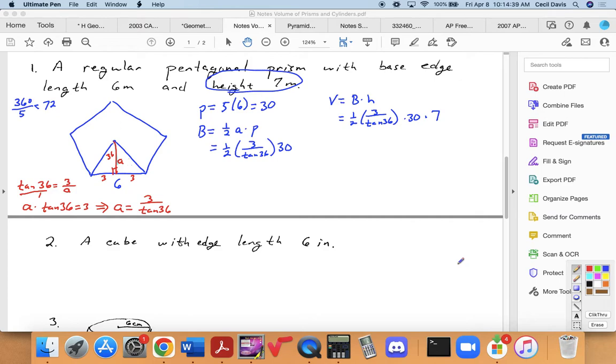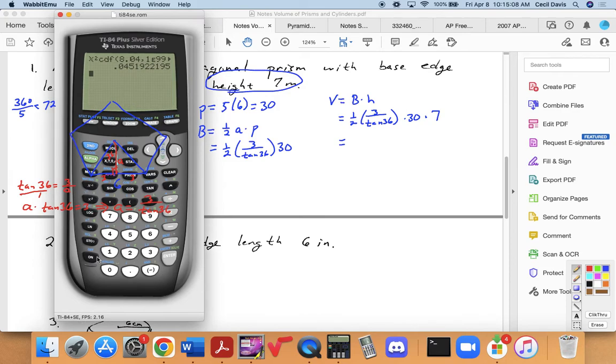They asked us to give an exact answer and a decimal approximation. What did they say to round to? Nearest tenth. Thank you, ma'am. So for my exact answer, there's not a lot I can do. I can just simplify this as much as possible. So if I multiply 1/2 times 3 times 30 times 7, I'm just going to multiply all those whole numbers together.